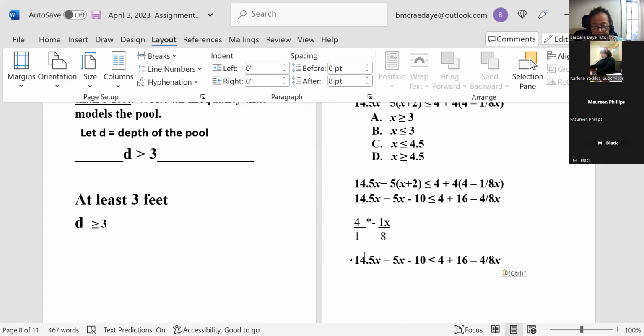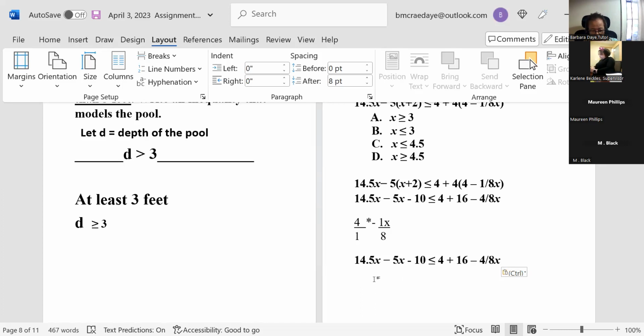We subtract. Why would you subtract? You've got 14.5x minus 5x over here, and you've got a minus 4/8x. You want to get this variable on the left. Remember, we're trying to get our variables together. Don't say put. Tell me add, subtract, multiply, divide. What do I do?